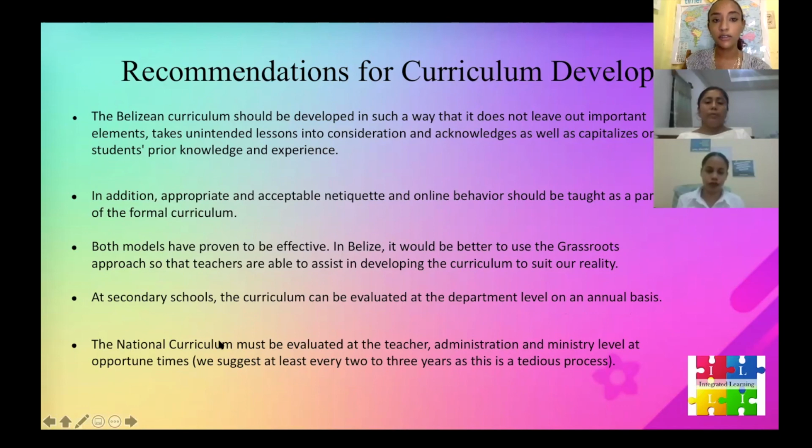However, the national curriculum should also be evaluated. But because it is a tedious process, we suggest that it be evaluated at least every 2 to 3 years. It should be evaluated by the teachers, administration, and the ministry level.